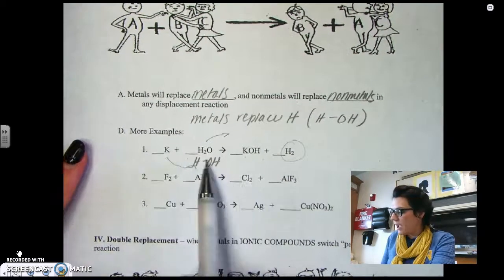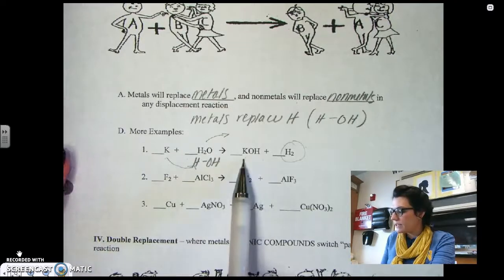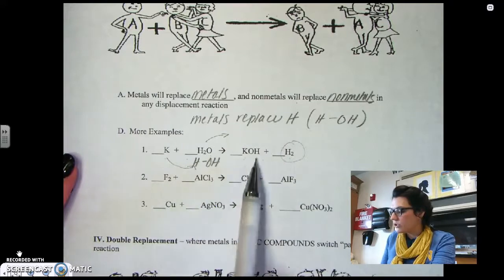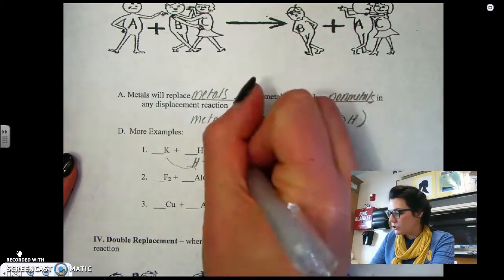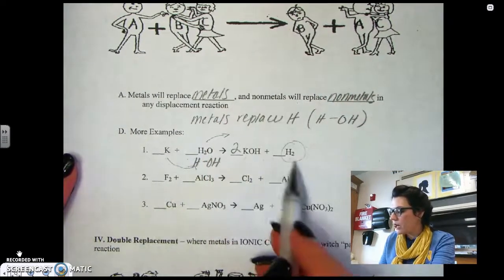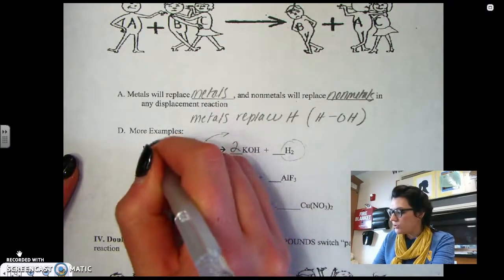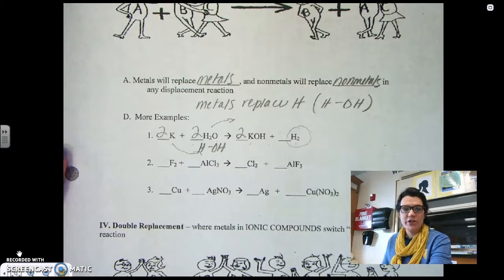So here I have one potassium, two hydrogens, three hydrogens, one oxygen, one oxygen. I'm going to make my hydrogens equal by putting a 2 here. So now I have 4 hydrogens. I'm going to put a 2 here and a 2 here, and I should be good to go.